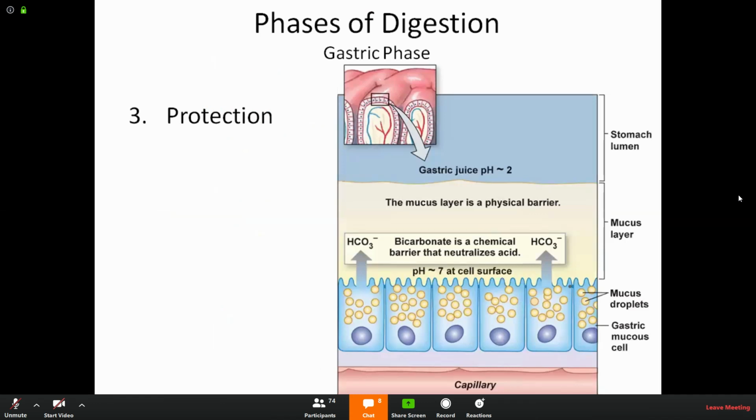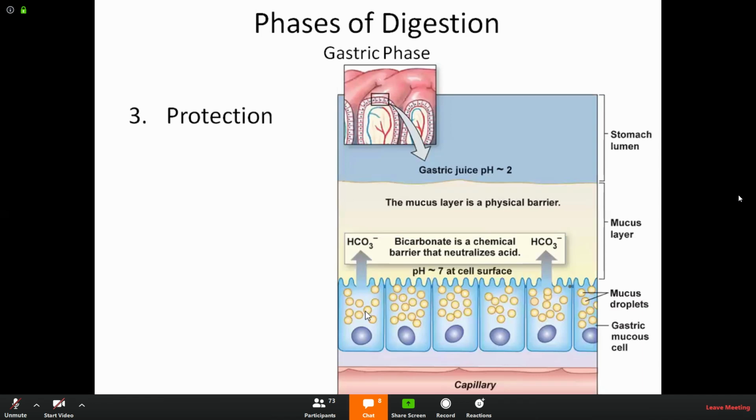Then the third phase of gastric digestion, the third function, is protection. So these are the epithelial cells. From the lumen of the gland, parietal cells secrete HCl. This is the gland. So HCl is secreted, and that HCl may autodigest these cells.